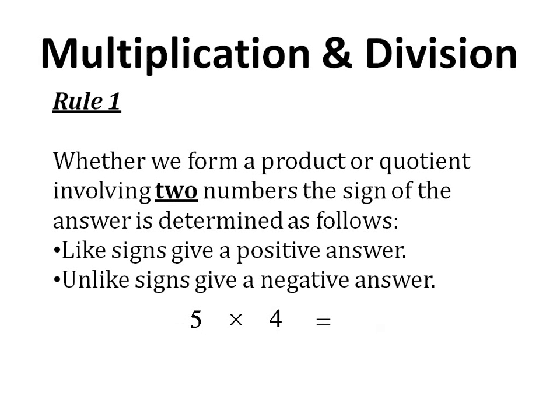Now we have 5 multiplied by 4. Being without any accompanying signs, we are sure that the signs of 5 and 4 are positive. They are therefore like signs. Because they are like signs, the sign of the answer is going to be positive. So we are going to have a positive 20 for our answer.